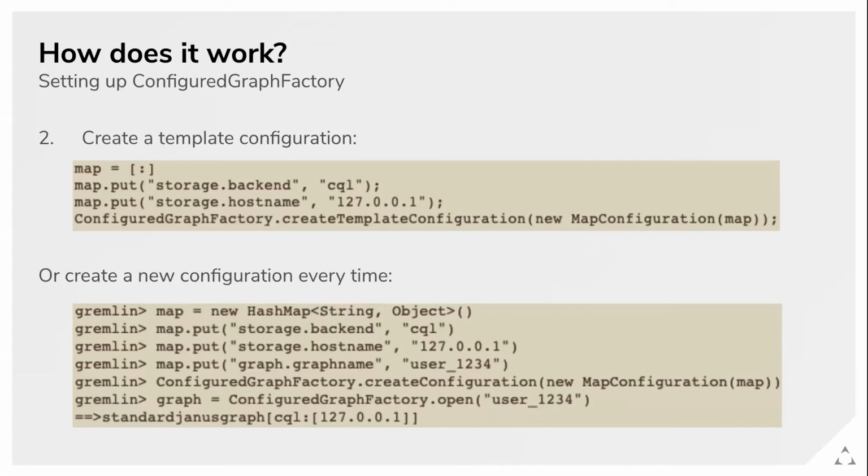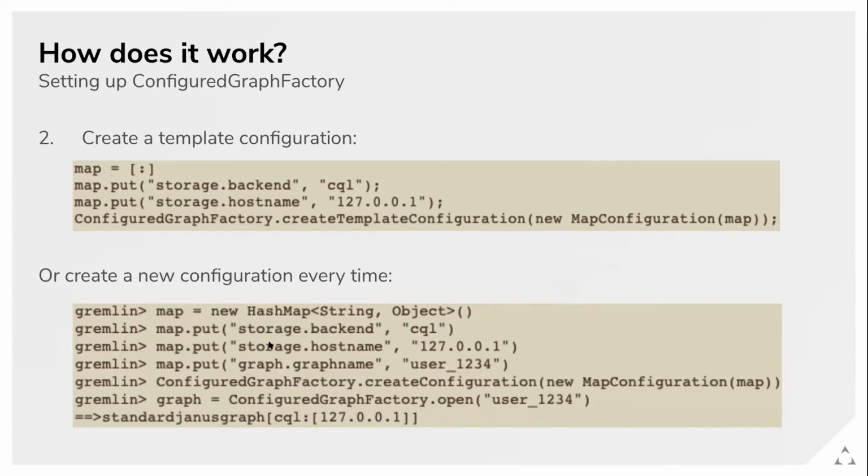Once you have that set up, you need to create a template configuration, so you have default settings that are valid. You need to use this createTemplateConfiguration API and pass a map configuration to it. Here you can set any standard settings for a graph configuration. So this is no mystery. All the settings are what is recommended in the docs.